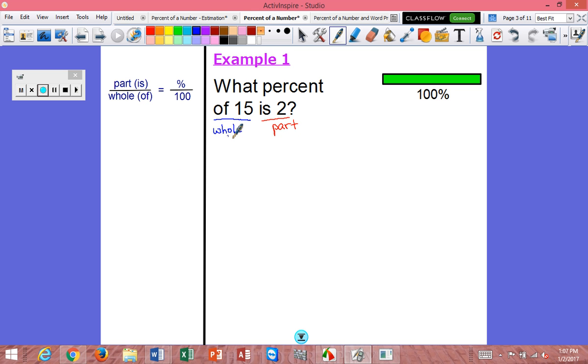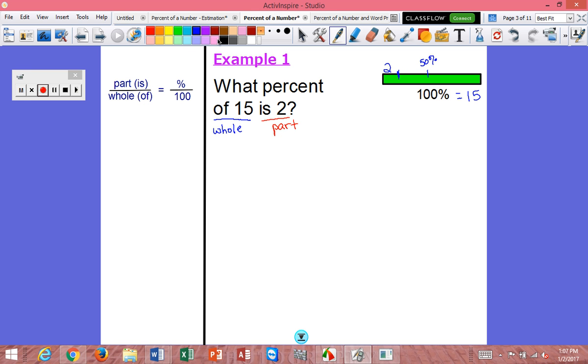So the whole is 15, so that means that 100% is 15. So this entire diagram is worth 15. Now the part that we're looking at is 2. So if this is 15, I'm going to put a mark maybe about right here and say that that's worth 2. Now compared to 100%, we know 50% would be about right there. So we know that our percentage is going to be quite a bit less than 50%. It's going to be higher than 0, but less than 50. So we're looking for a smaller percentage here.